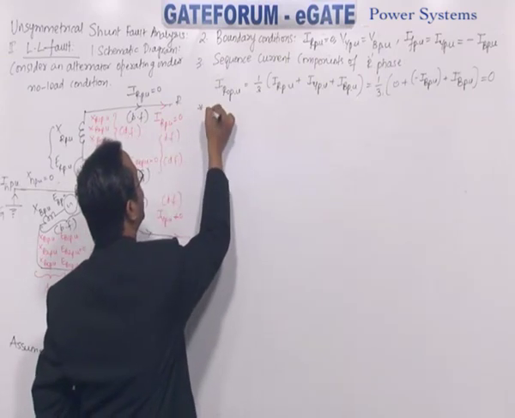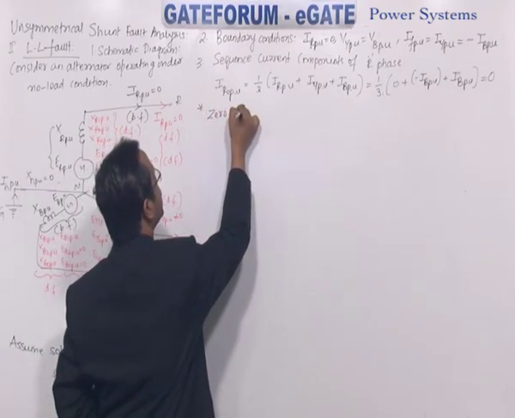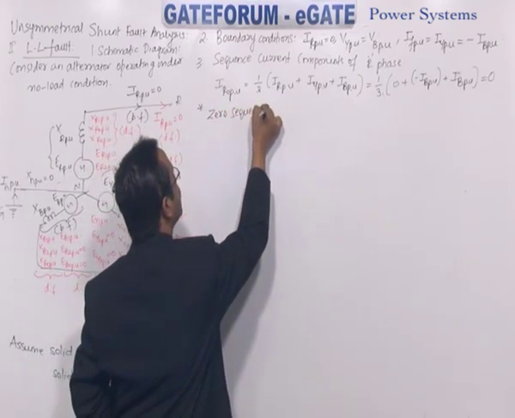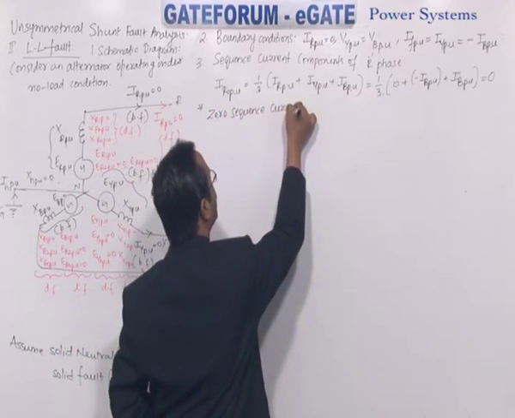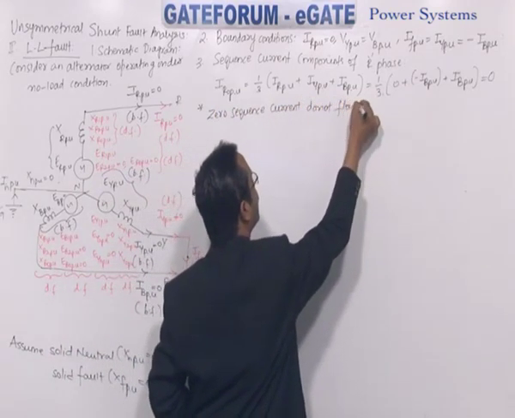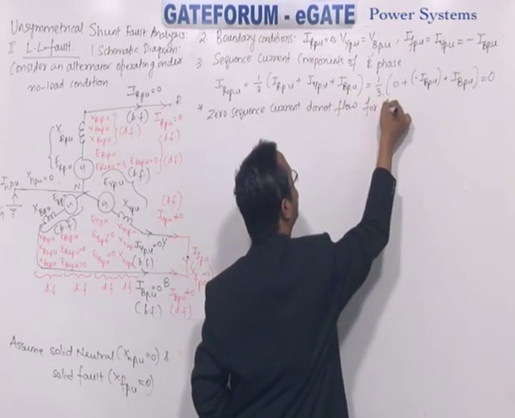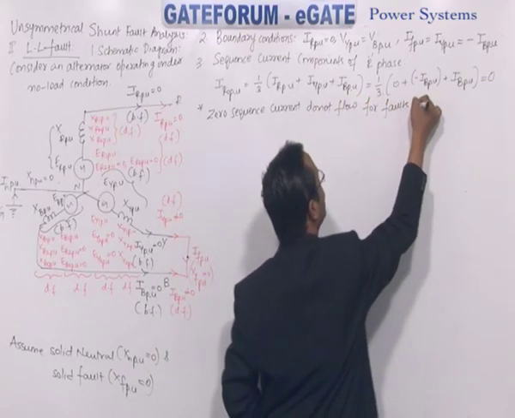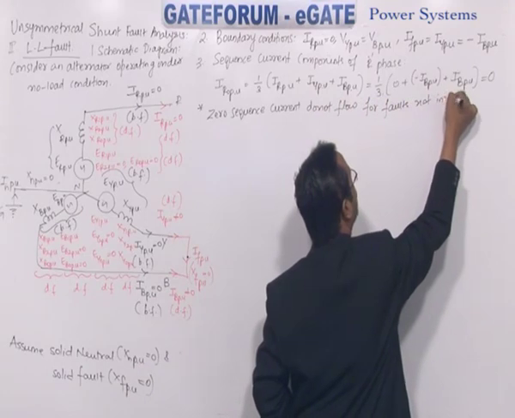So the important point is the zero sequence current does not flow for faults not involved with ground.